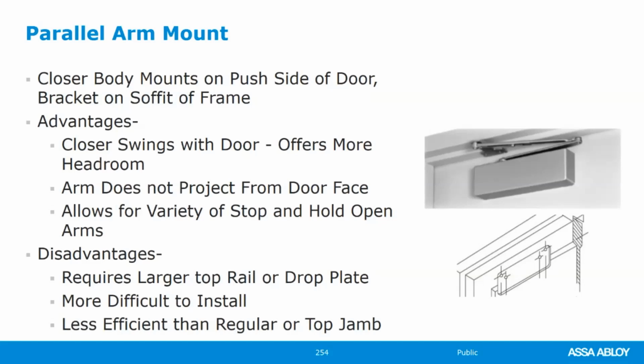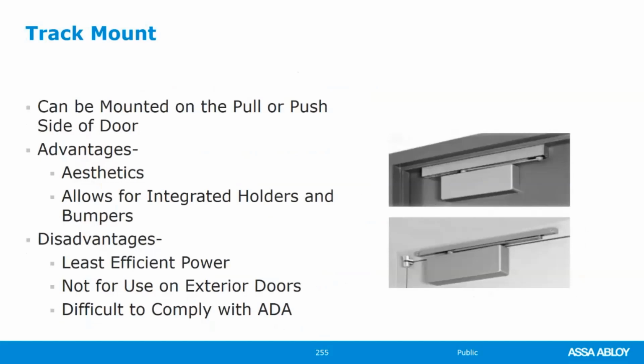Most specifically, where people have the most trouble with ADA is the next mount, the track mount. The track mount can be push side or pull side mount. The arm itself basically disappears because the closer is flush against the track, and the arm, when it's closed, does not stick out at all. It's almost impervious to abuse. The aesthetics are much prettier than the other ones with the arm sticking out.